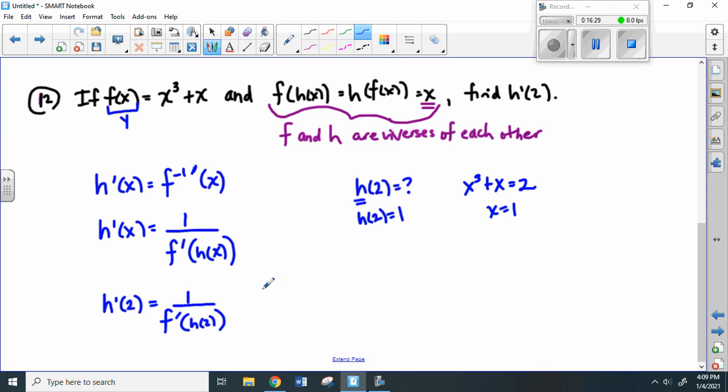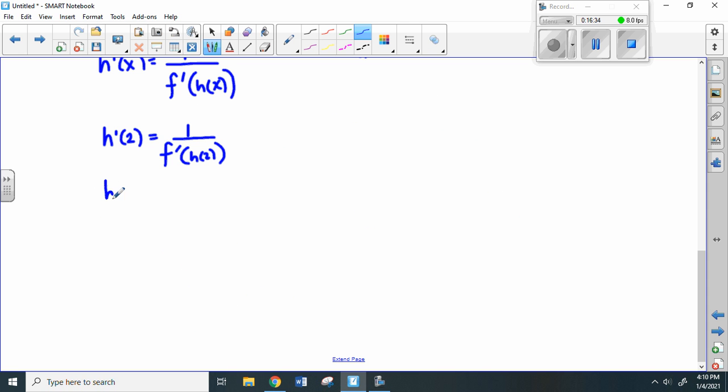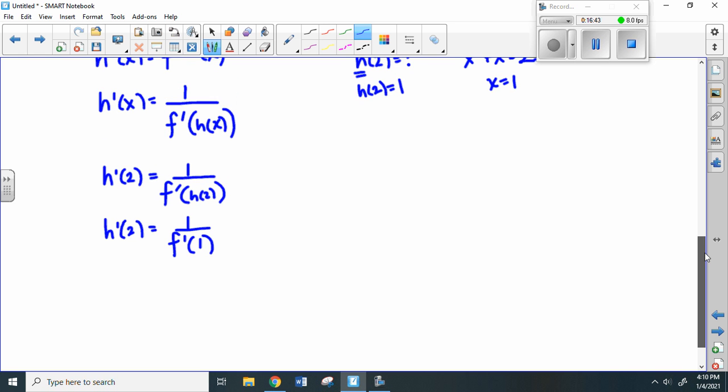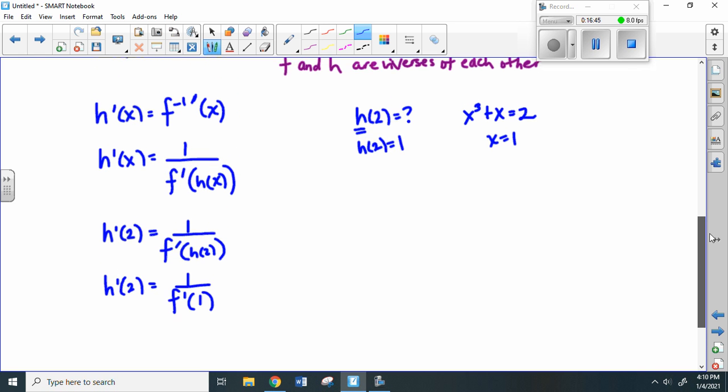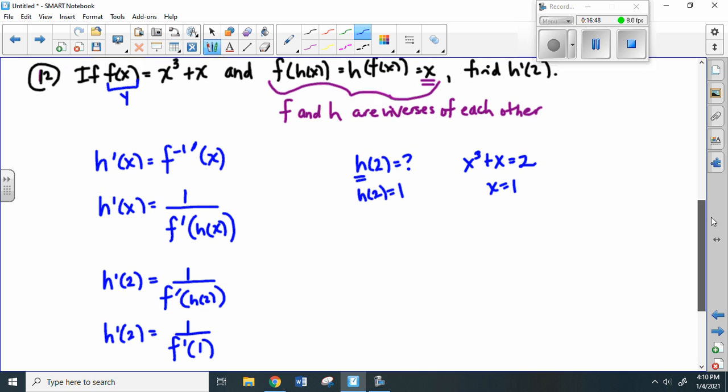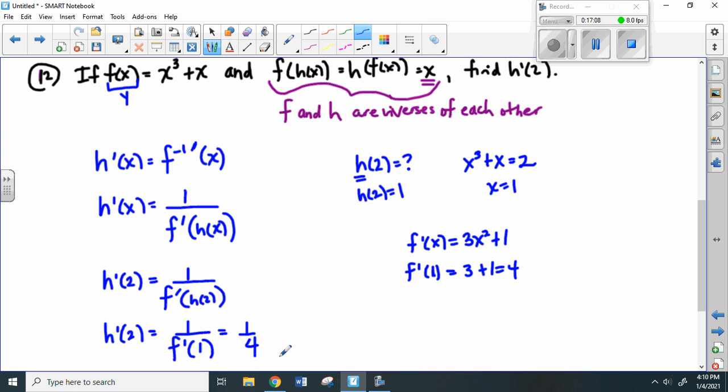All right, so now we come back over here, and now we know that h prime of 2 is equal to 1 over f prime of 1. Sorry, I went too far. Can't see. Okay, so now I need to finish by finding f prime of 1. Well, I didn't give you that either, but I did give you f of x. And so you can find f prime of x, and then you can plug in 1 yourself. And so last but not least, my final answer is 1/4.